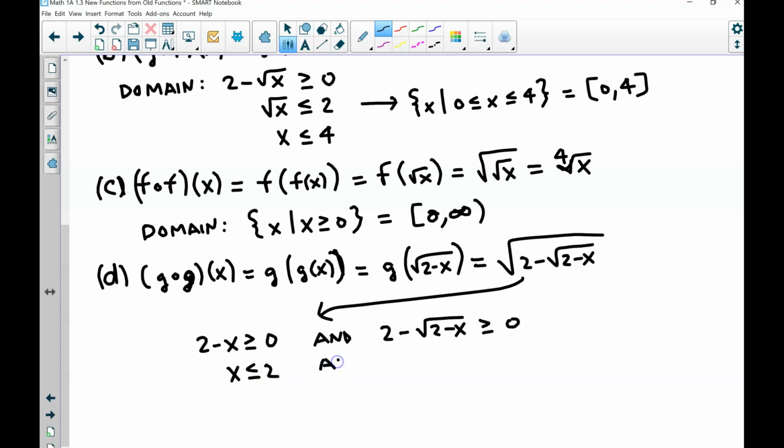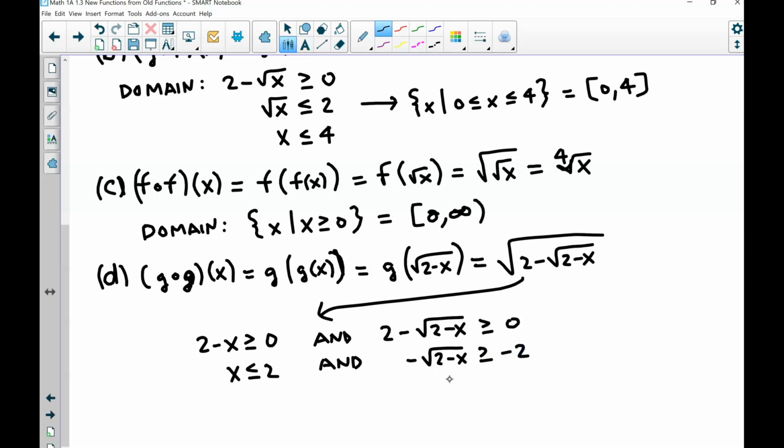And then in the second one, what we would do is we would first subtract 2 from both sides, so we get negative square root of 2 minus x, which is greater than or equal to, sorry, not 0. That's negative 2.